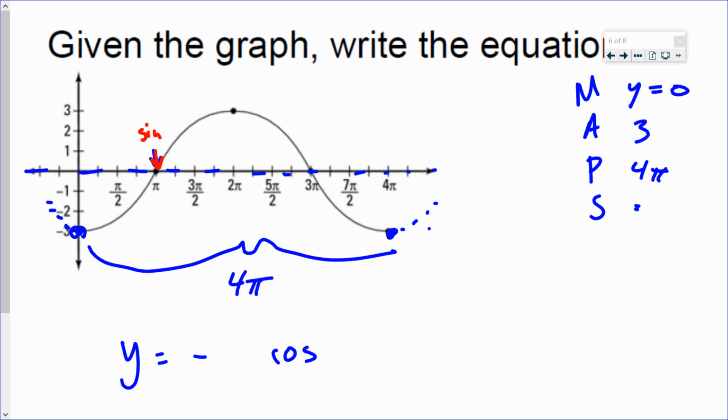Or like my equation would be sine and would have a shift. This, if I wanted to start here, would be a cosine and there would be a shift. Here would be a negative sine. Here would be a negative cosine again. So maybe I'll write a couple of those as well.